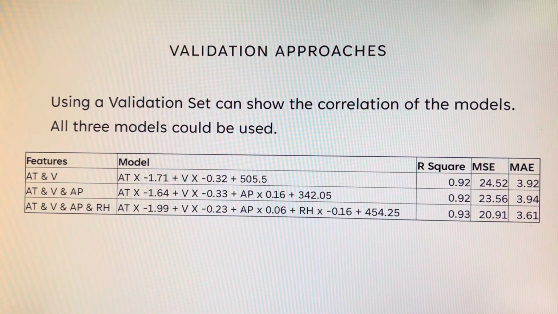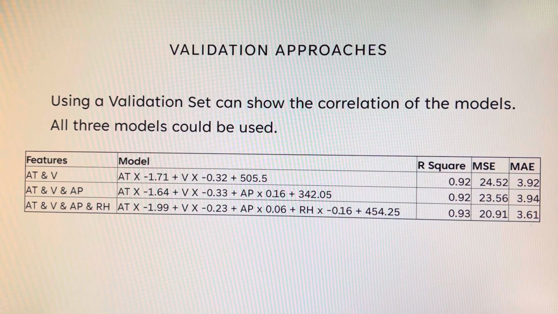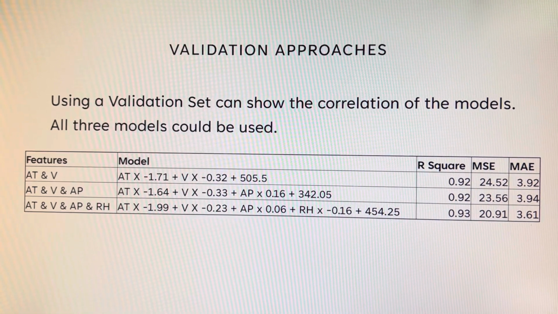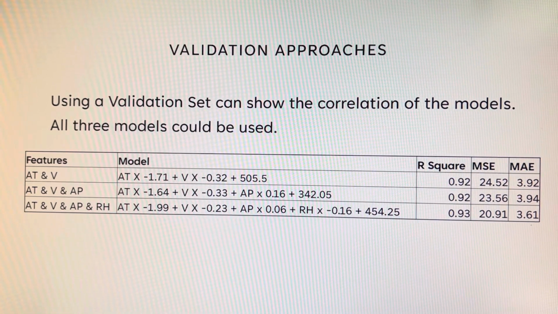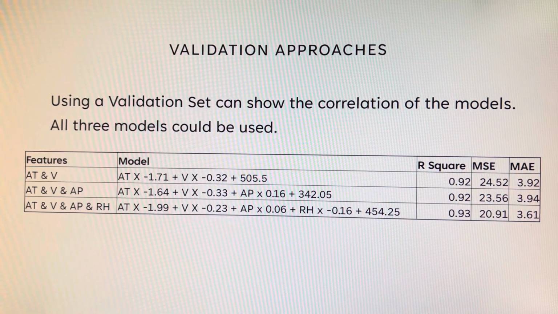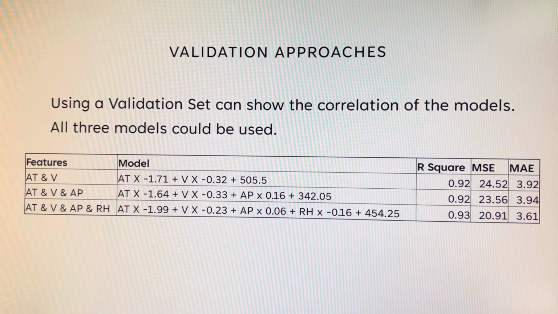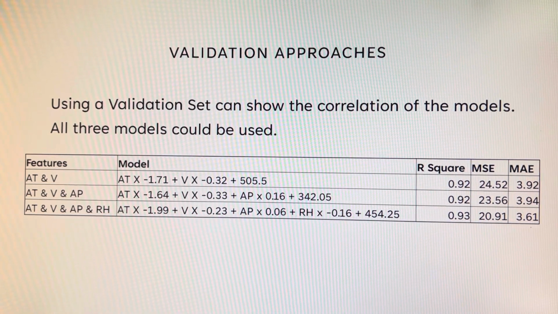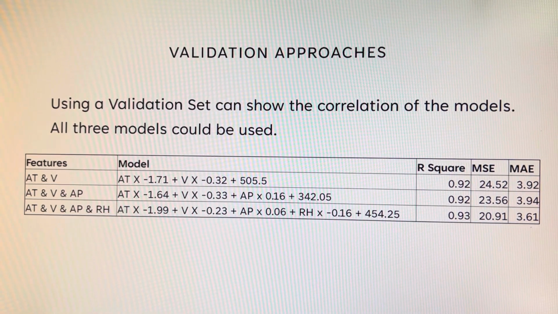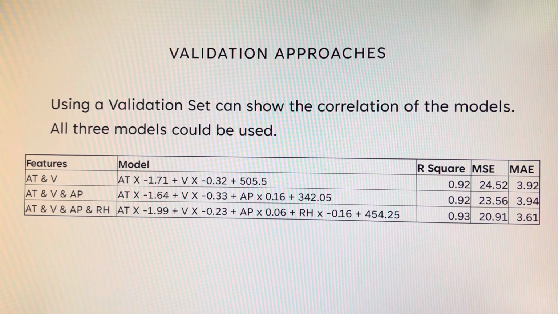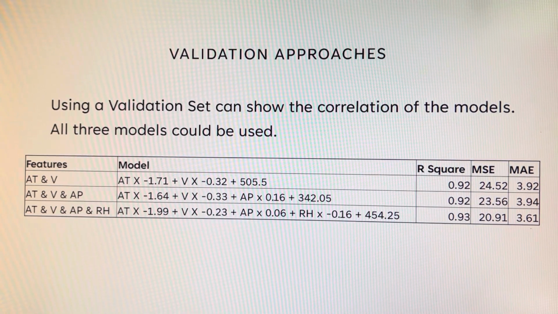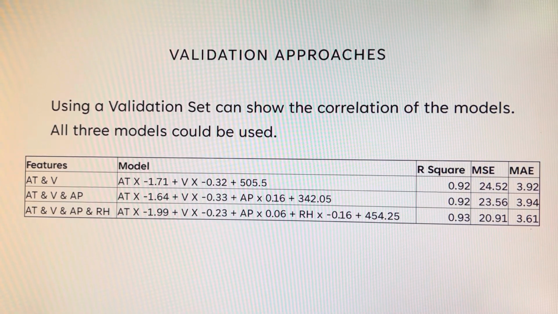Okay, so now we're taking a look at the validation approaches. So using a validation set, we can show the correlation of the models, and all 3 models could be used. So if we take the first row, which is the AT and V, and using the model, you get an R-square of 0.92, an MSE of around 25, and the MAE of 4.